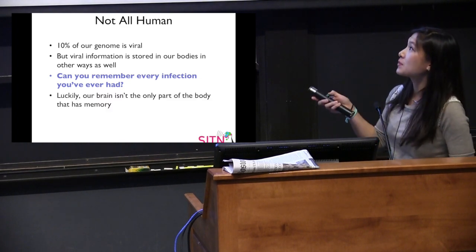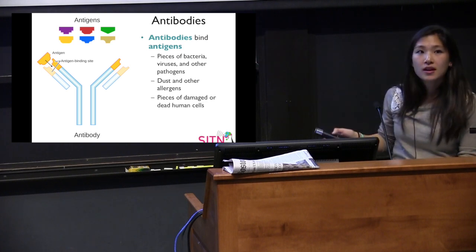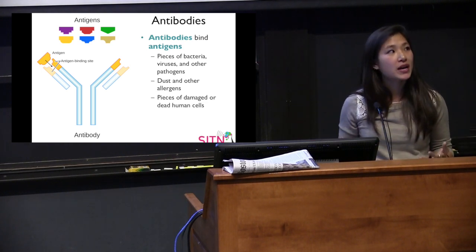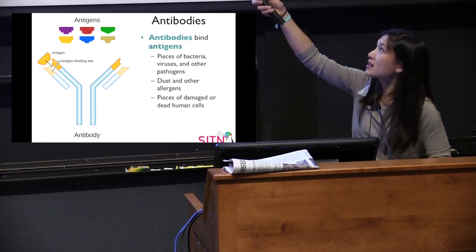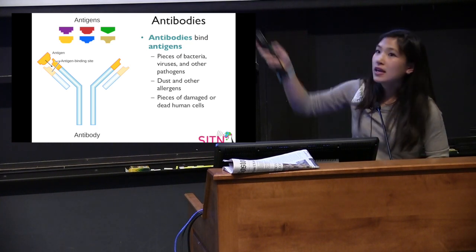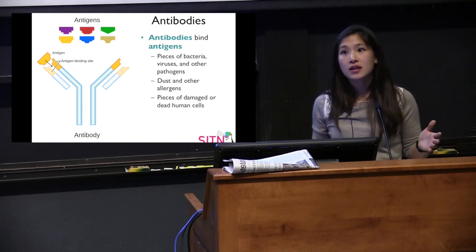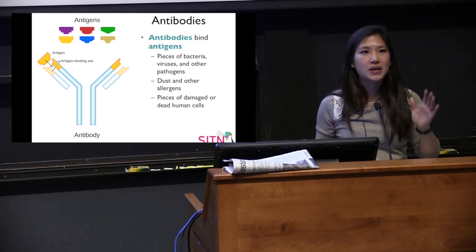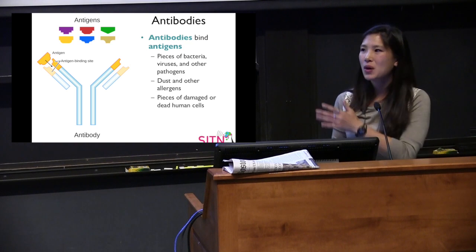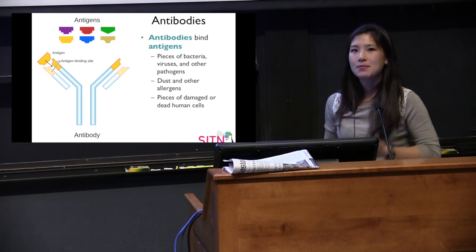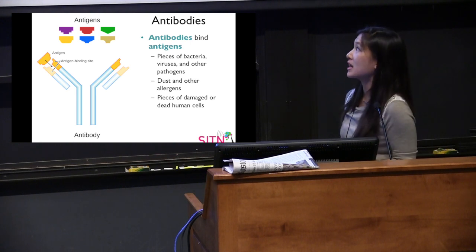And so I want to focus today on a very specific part of the immune system and introduce the concept of antibodies. This Y-shaped thing over here is an antibody. It's a protein that's produced by immune cells called B cells. What antibodies do is they bind things called antigens. Antigens are just pieces of things that could do damage to our body. These can be anything from pieces of bacteria and viruses to dust particles to even parts of damaged human cells. Basically anything that our body encounters and could affect our body negatively.